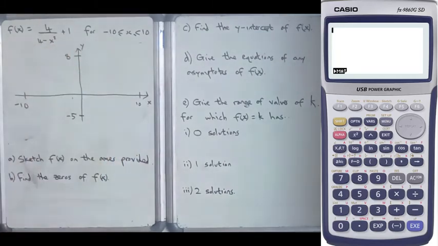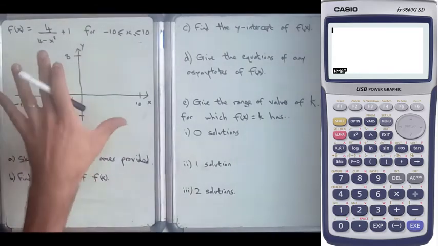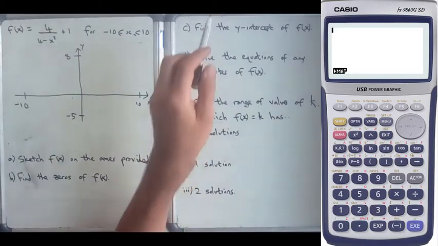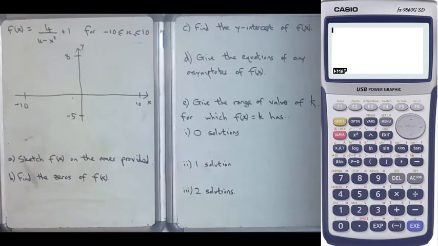So there are some blank axes with very handy markings on them. What we have to do is sketch f of x on the axes provided, find the zeros of f of x, find the y-intercept of f of x, give the equations of any asymptotes of f of x, and give the range of values of k for which f of x equals k has no solutions, one solution, two solutions.